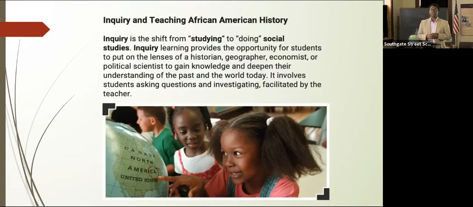Inquiry and teaching African American history. Inquiry is the shift from the studying of social studies to memorization. Often when we think about history and social studies, especially those who are more math people or science people, social studies was really a chore for you.